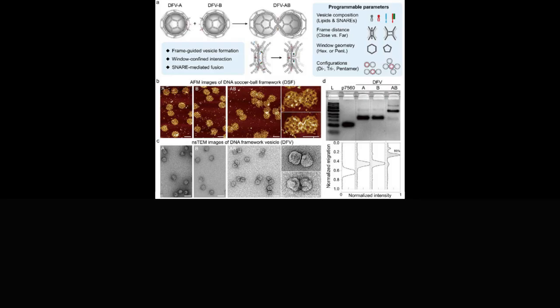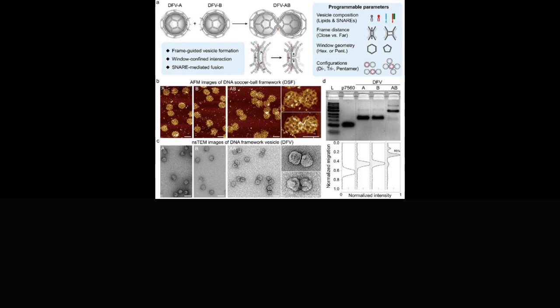Figure 1 presents an overview of the DNA nanoreactor platform design and its assembly. Part A illustrates the programmable platform based on a DNA soccer ball framework, or DSF, which exhibits a truncated icosahedron geometry comprising 12 pentagonal and 20 hexagonal windows. This isotropic cage provides docking portals that confine uniform vesicle formation and enable window-mediated membrane fusion. The modular design allows tuning of key parameters such as docking strand sequences and interframe distances.